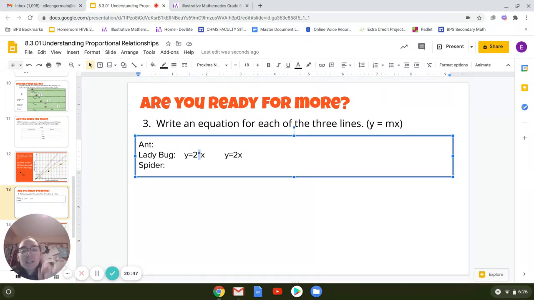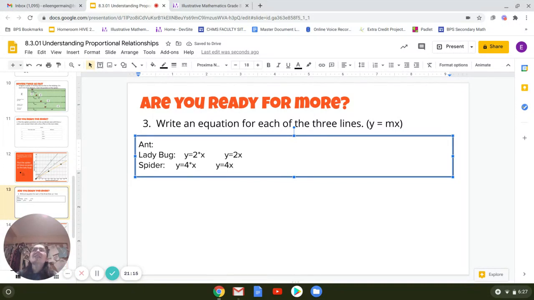Okay, so now we need to think back to this spider guy. His speed was double hers, right? So we could say y is equal to, and then her speed, the ladybug's, was 2, and we say his is double. So 2 times 2 gets me a constant rate of 4 times x. Or you could have written it as y equals 4x.